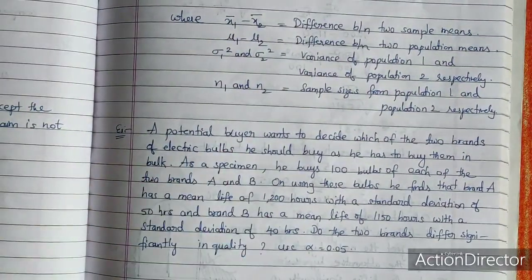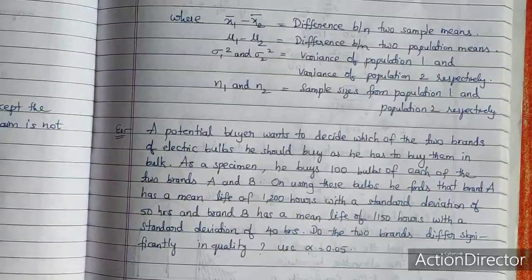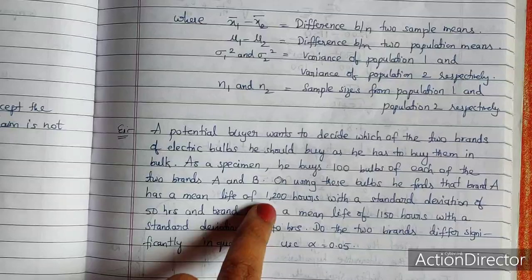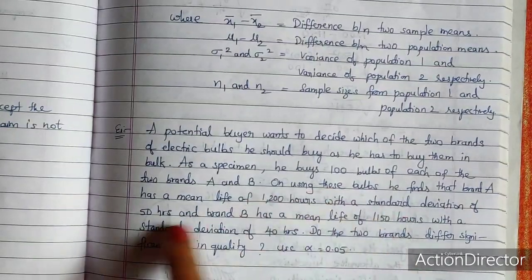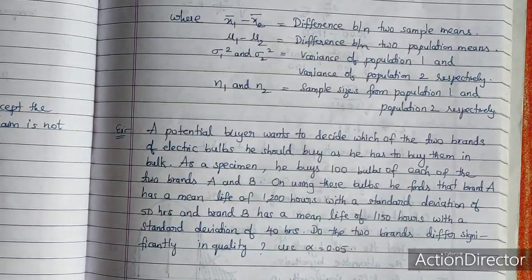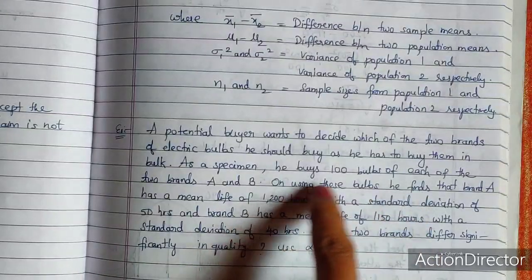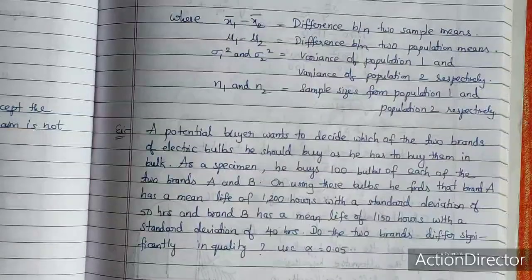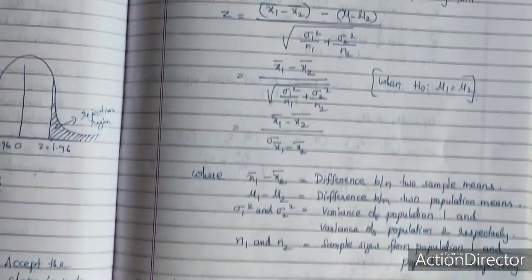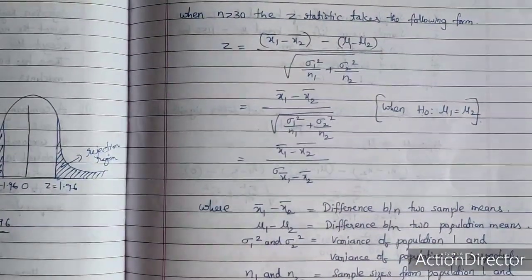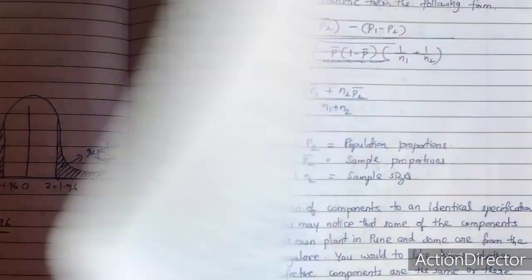So here the buyer wants to purchase two brands of electrical bulbs in bulk. He observed the mean life and standard deviation of brand A, and the mean life and standard deviation of brand B. Here the sample size is 100. We have to use the Z statistic because n is greater than 30.